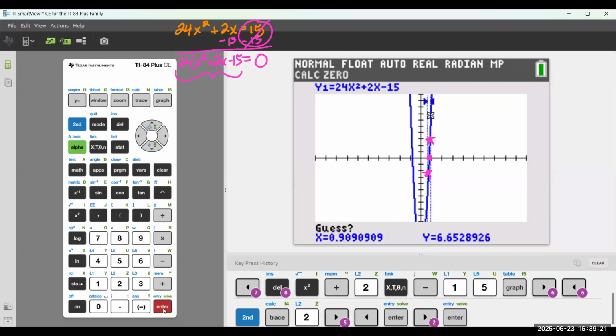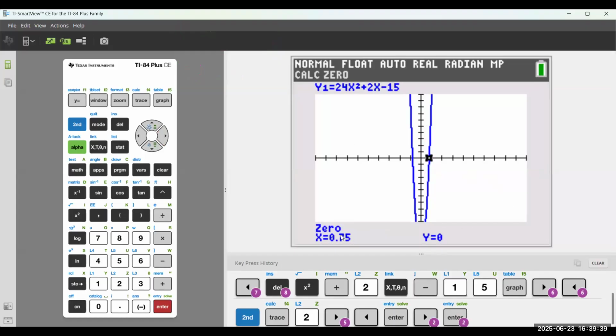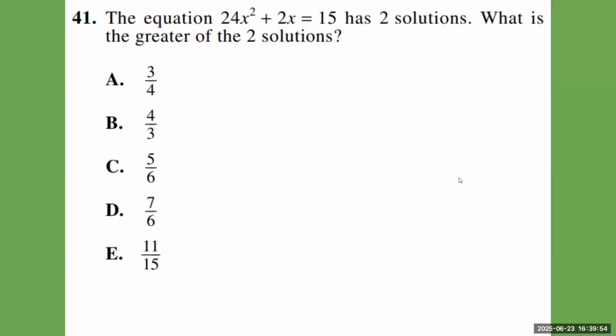And the question changed one more time, but the good news is you don't have to change anything. Anytime it says guess, you just push enter one more time. We have found the 0 or the x-intercept. If you notice, an x-intercept happens when your y value is 0. So our x-intercept is 0.75, also known as 3/4. So if I go back to the question, we know that the greater solution is 3/4, which is A.